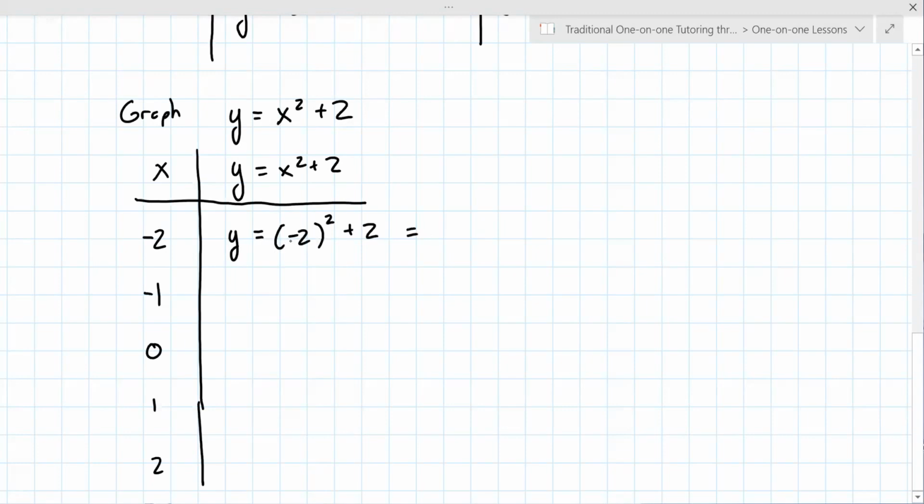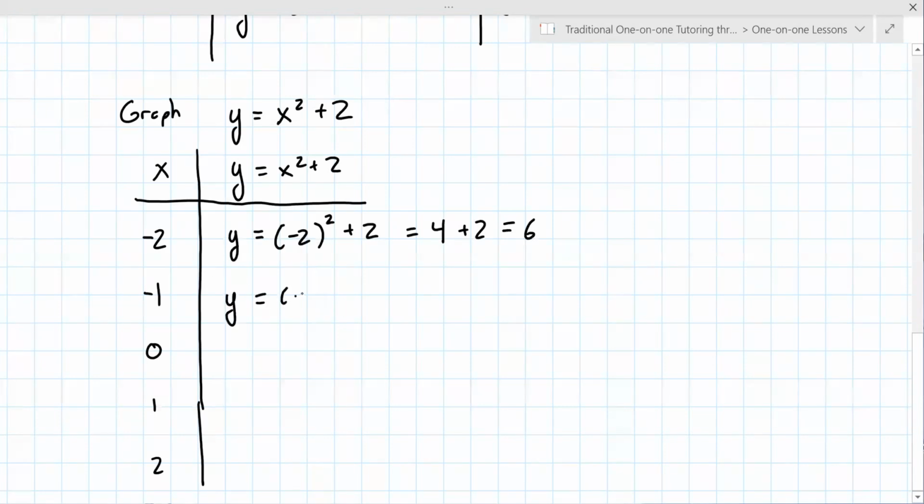So what is -2 squared? What is -2 times -2? Yes. -2 times -2 is 4. 4 plus 2 is 6. Okay, so let's do it for the next one here.